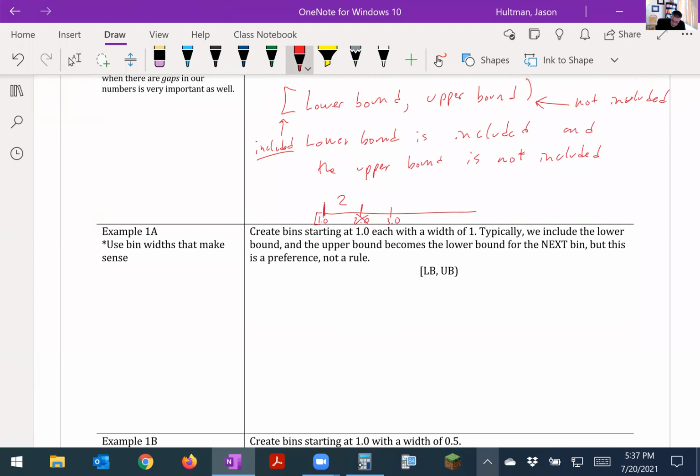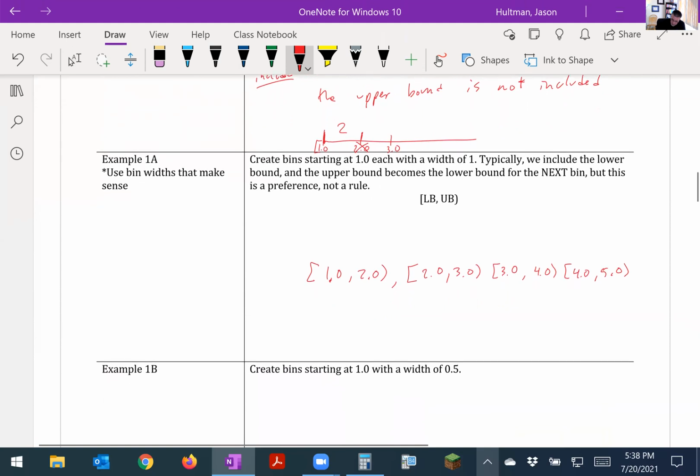Okay, let's continue with this example. Create bins starting at 1.0 with a width of 1. Typically, we include the lower bound and not the upper bound, because the upper bound is the lower bound for the next bin, but this is a preference, not a rule. So what would our bins look like? 1.0 to 2.0, but 2.0 is not included. Then we would start on the next one, 2.0 to 3.0. Then 3.0 would be included in the third one, but 4.0 would not be included, and then we would go 4.0 to 5.0. So we just created the bins there.